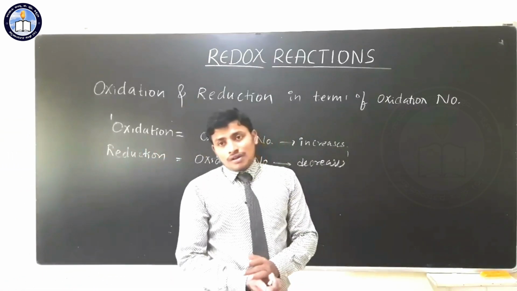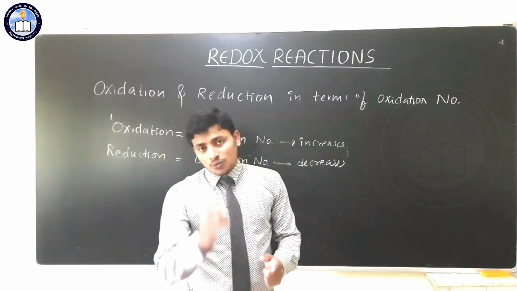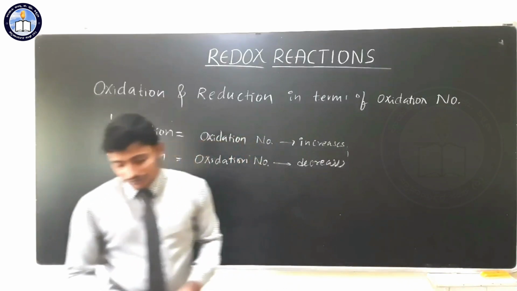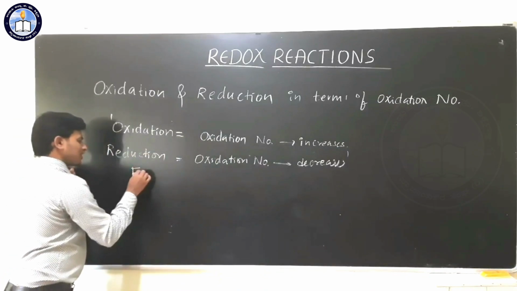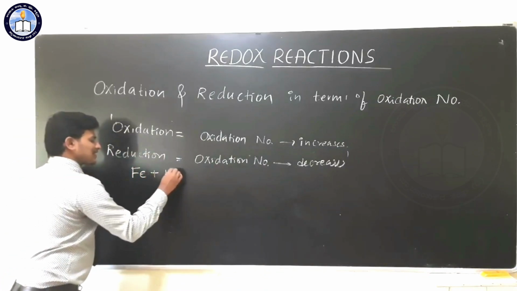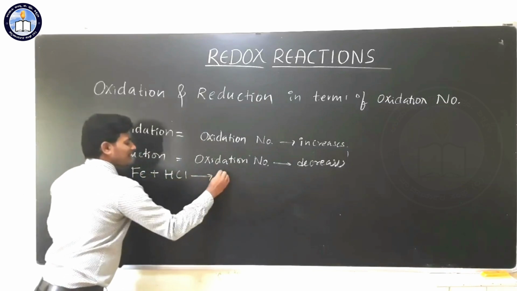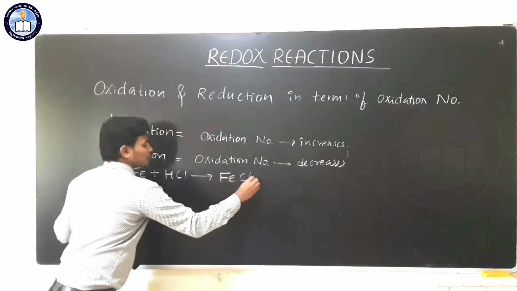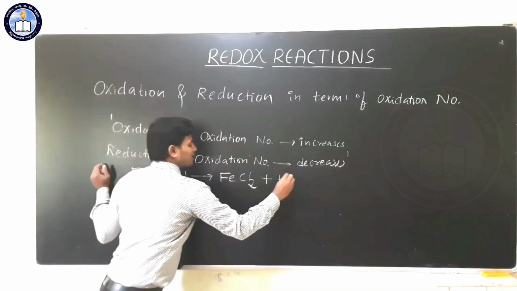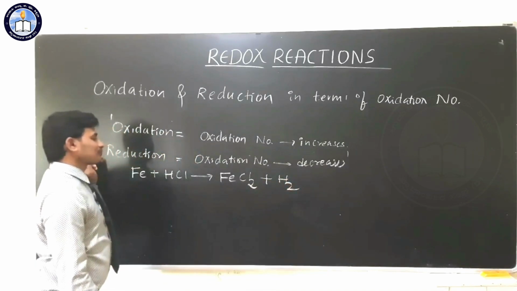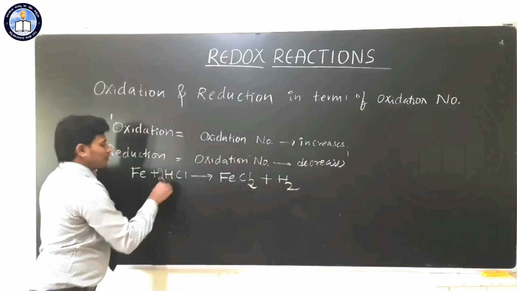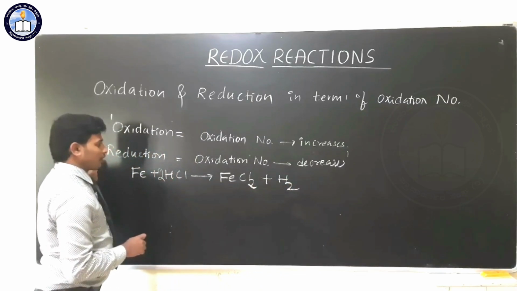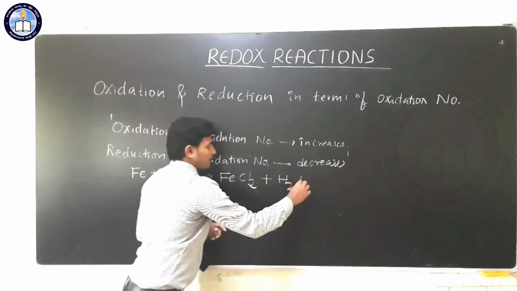So I can explain this with one example. If I take Fe plus HCl, we can write FeCl2 plus H2. H2 means I have to write 2 here, to balance that one. I think now it is balanced. Hydrogen is what? Gas.